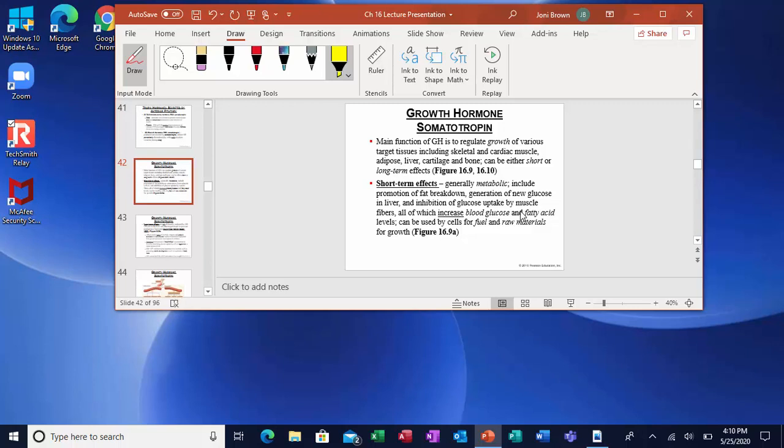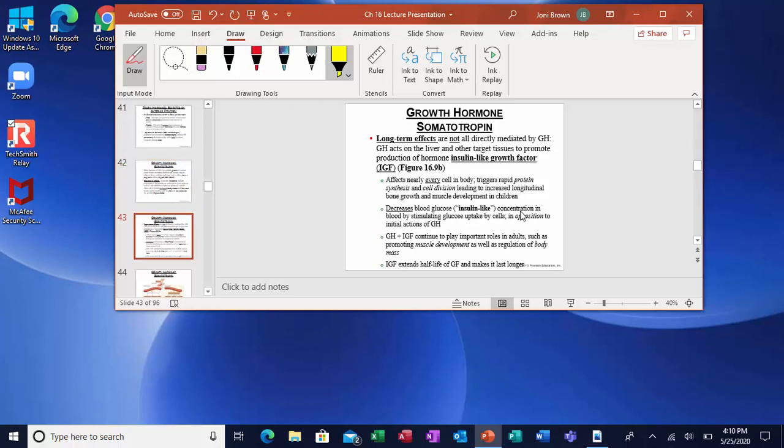The long-term effects are not directly mediated by growth hormone, because what growth hormone does is it acts on the liver and other target tissues and promotes the production of another hormone called insulin-like growth factor, IGF. And what this does is it will extend the half-life of growth hormone, because without IGF, our growth hormone is used up within 6 minutes. But we can make it last longer, which promotes more muscle development and regulates our body mass more with the IGF that works with it.